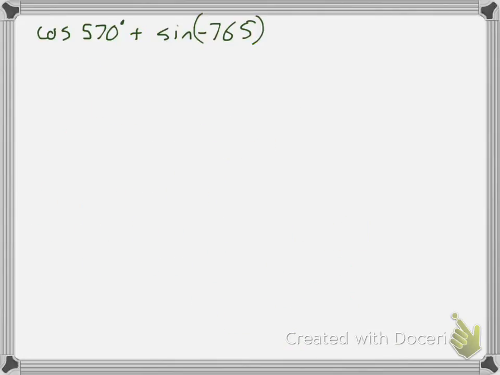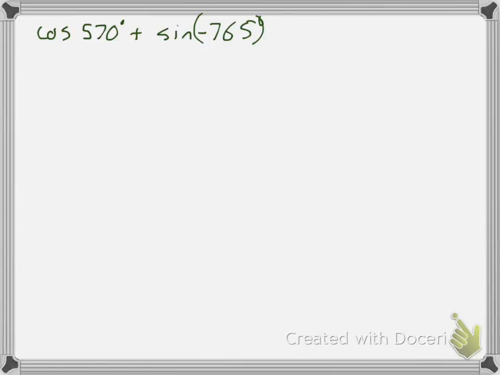So our next problem is the cosine of 570 degrees plus sine of negative 765 degrees. Remember, what we're trying to do is use coterminal angles to make the angle between 0 and 360, so we can find its reference angle, which is one of our reference triangles, which we can evaluate and then put together.